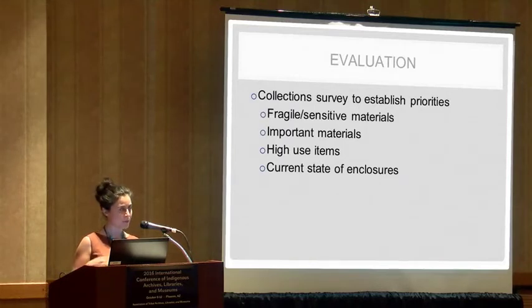So part of thinking about what makes sense for your specific collection is really having an understanding of that collection. Some of you may have already done this, but an important first step is doing a collection survey to sort of establish your priorities. And in that survey to identify fragile and sensitive materials, important materials, any high-use items, and the current state of the enclosures that they are in.